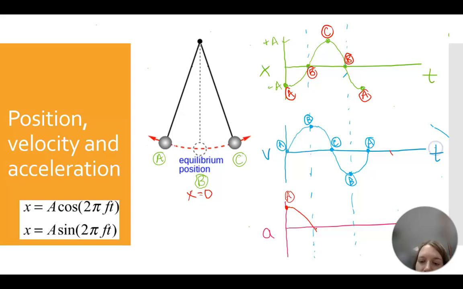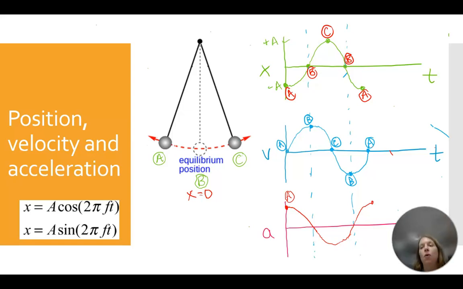And then it's going to reach its maximum negative acceleration because it's going to turn around and go the other direction. And then it's going to have a 0 acceleration as it goes through the midpoint. And then we'll go back to our left endpoint.